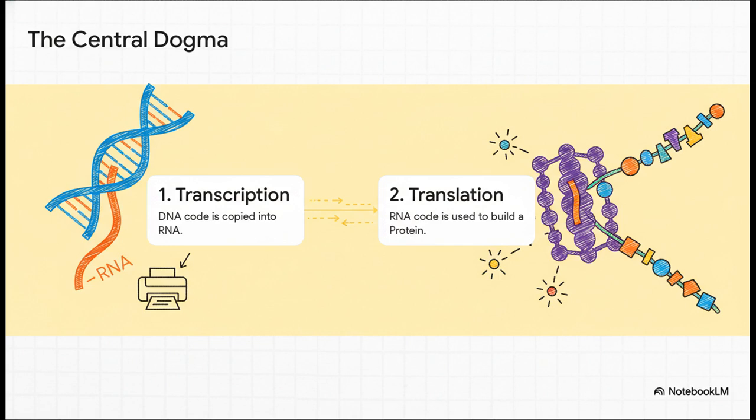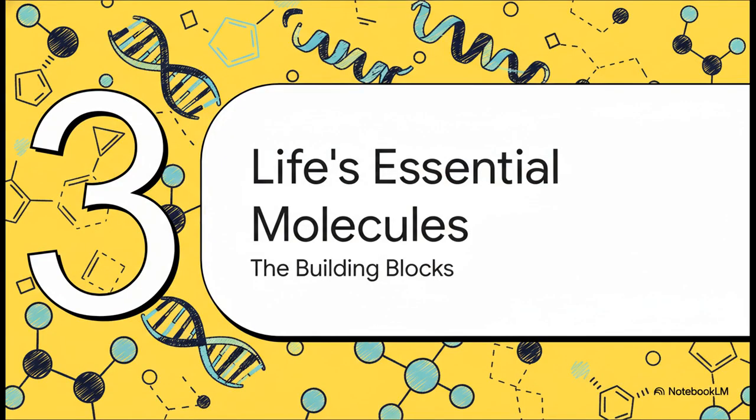But bacteria, they are ruthlessly efficient. They use this brilliant genetic switchboard, called an operon, to turn genes on or off only when they're actually needed. No wasted energy. Okay, so we've seen how proteins get built, but what are they and all the other molecules they work with actually made of? Let's take a look at the essential building blocks of life.